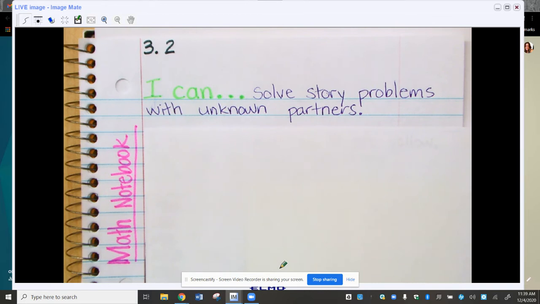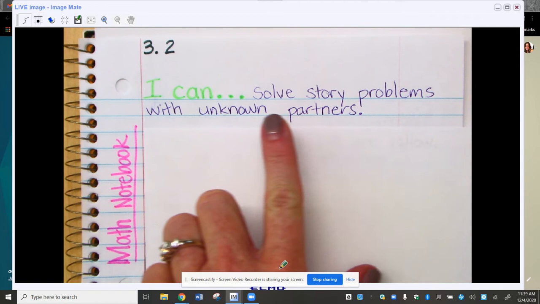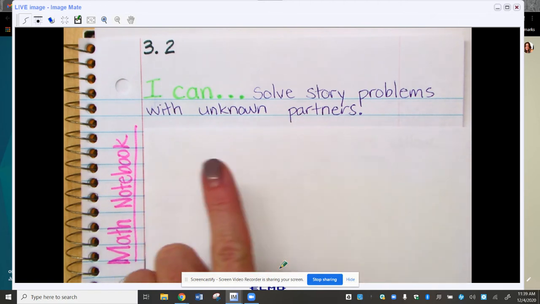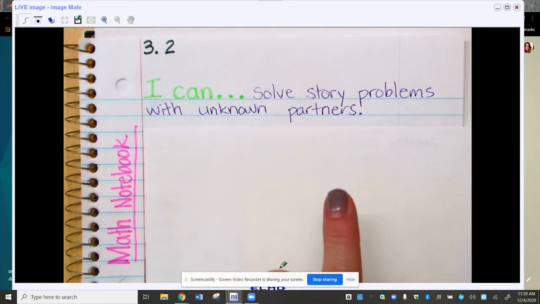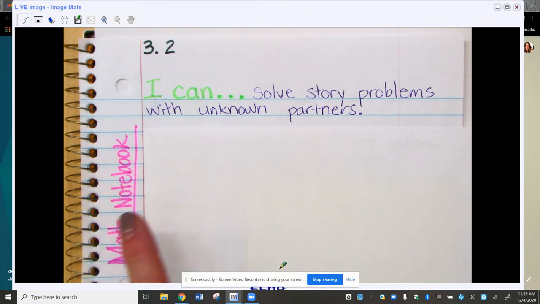Today we're going to work on Unit 3, Lesson 2, and it's a little bit more math number story problems. And I'm hoping after our lesson that you will be able to say these words. This is our I can statement. I can solve story problems with unknown partners. So at this time, you may pause the video to grab your math notebook and a pencil.